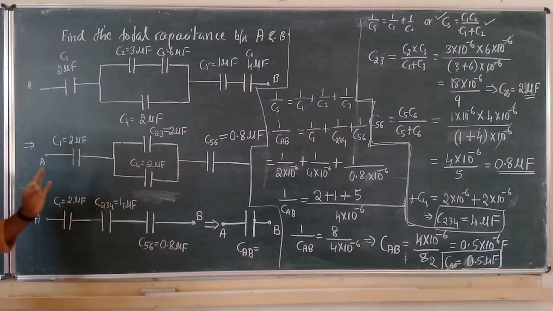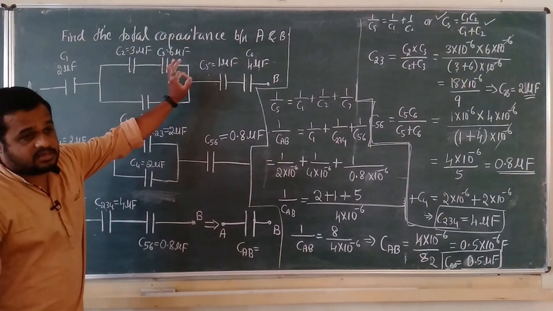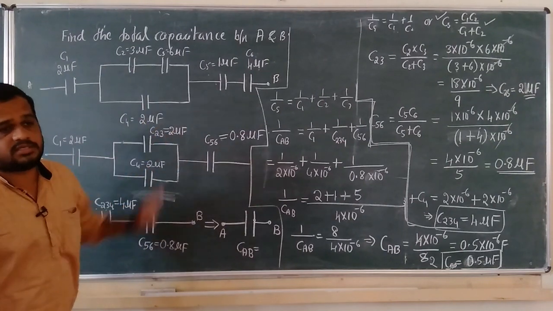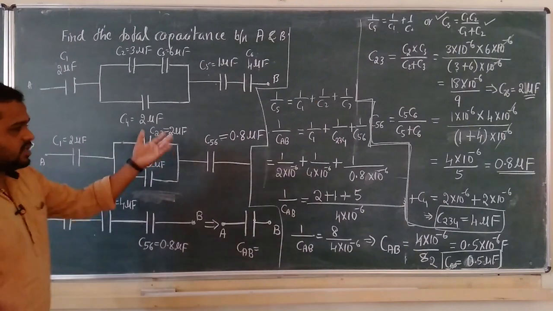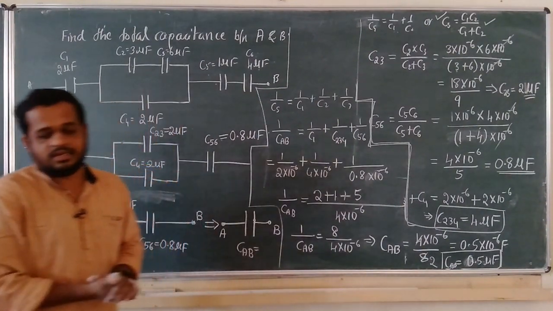First of all, try to decide which capacitors are in series and which capacitors are in parallel, and using the expressions for effective capacitance, you can simplify the circuit. I think it is clear.